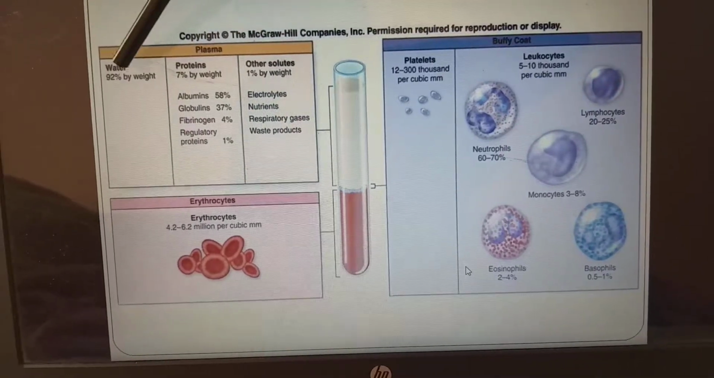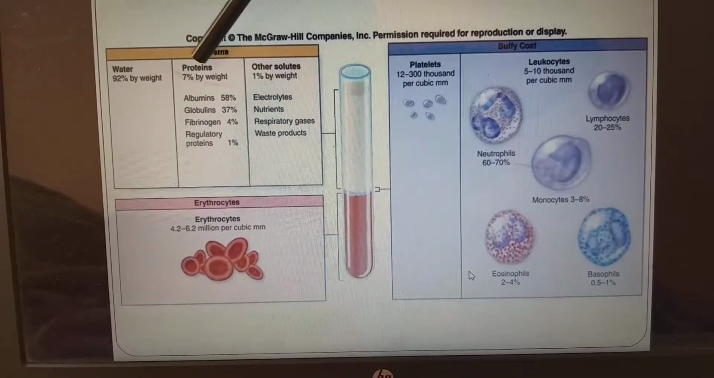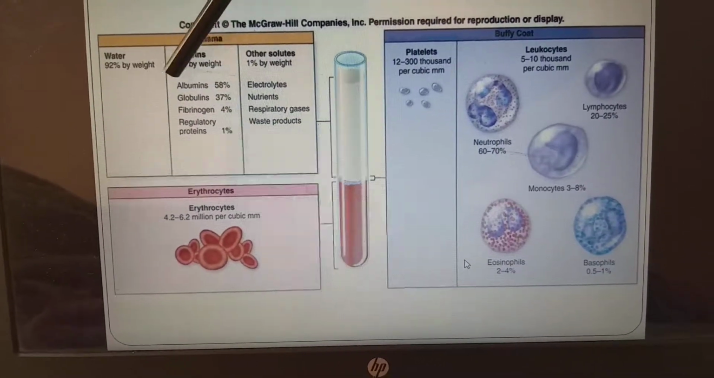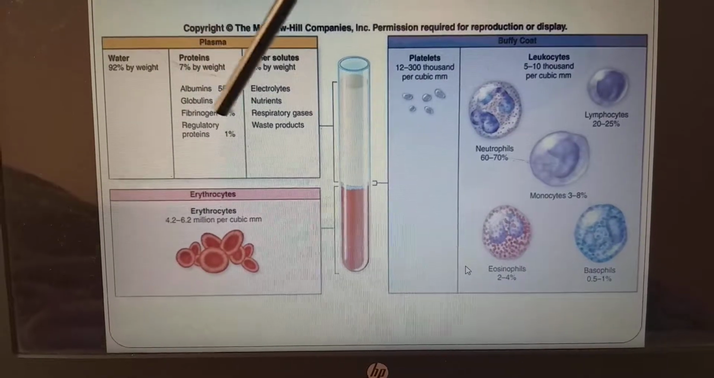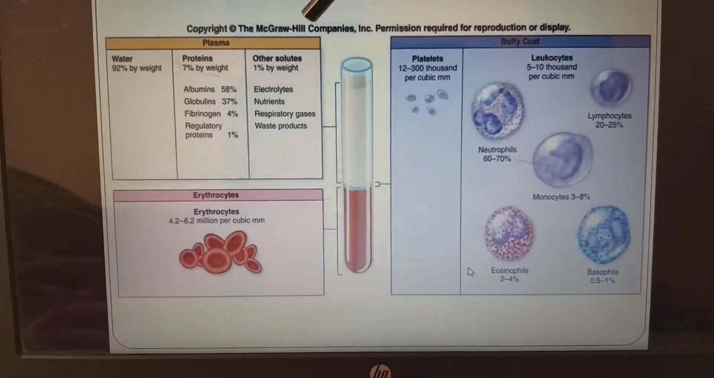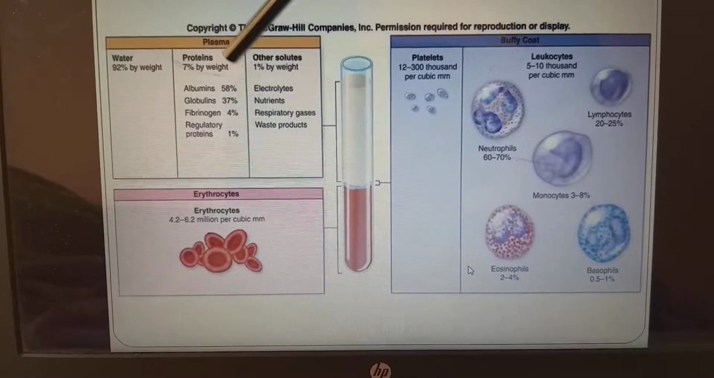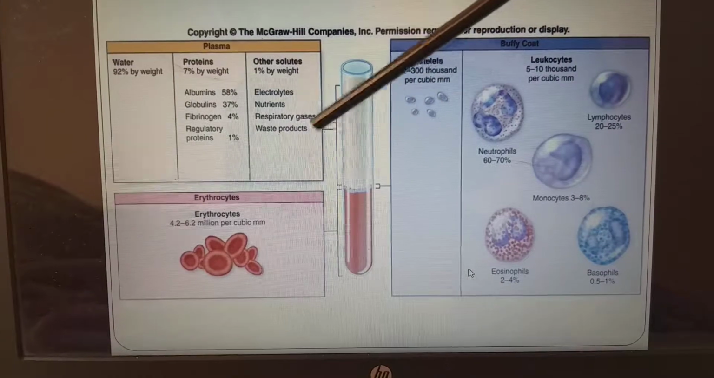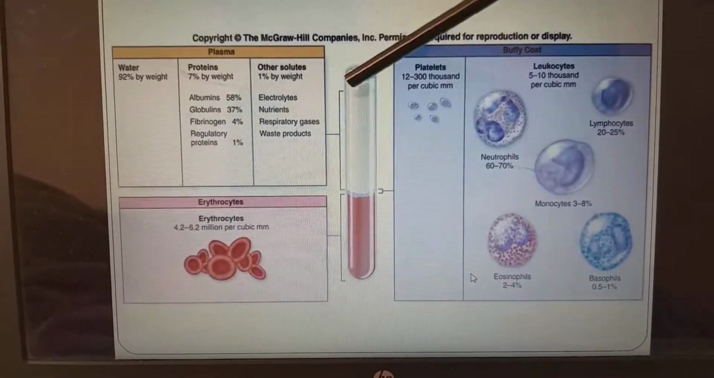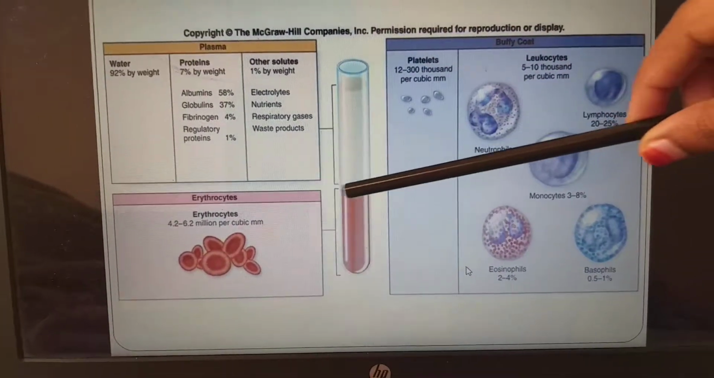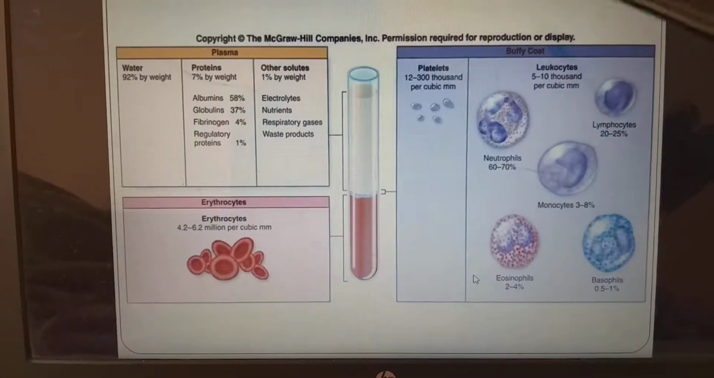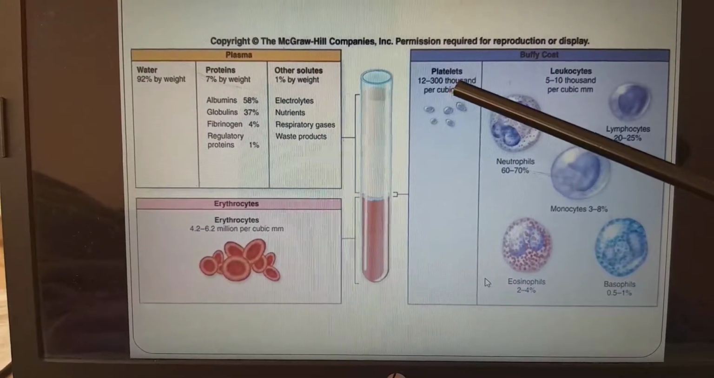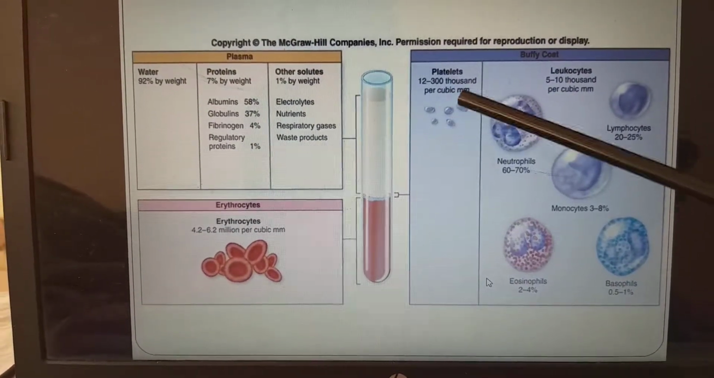Inside the plasma, we have 92% water, 7% proteins by weight, of which 58% is albumin, 37% globulins, 4% fibrinogen, and 1% regulatory proteins. The other solutes are 1% by weight: electrolytes, nutrients, respiratory gases and waste products. This is the whole thing seen in plasma, this straw-colored fluid. And next, the buffy coat. In the center you will see a white-colored buffy coat. In that we have the platelets. Platelets will be around 150,000 to 300,000 per cubic millimeter.